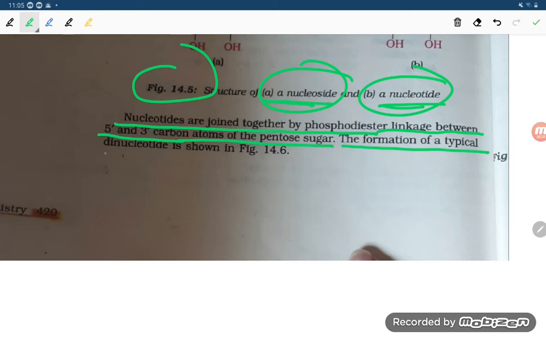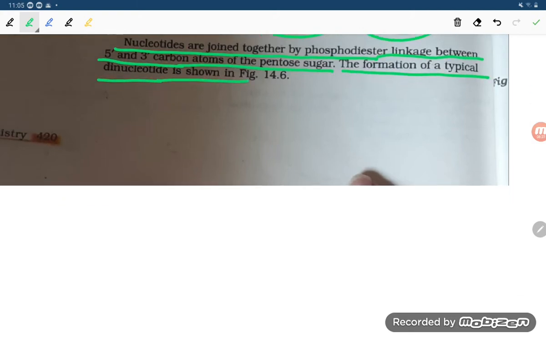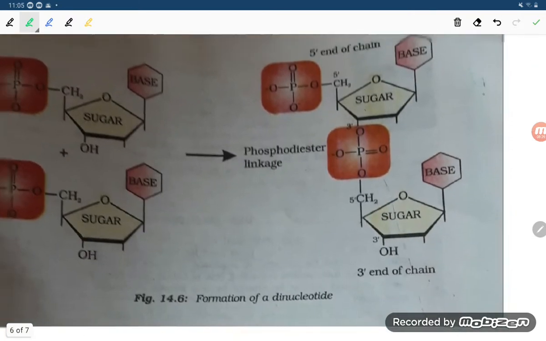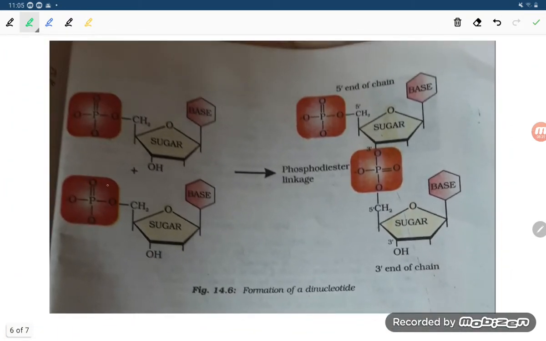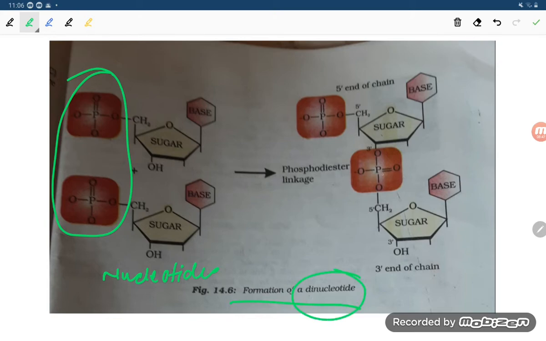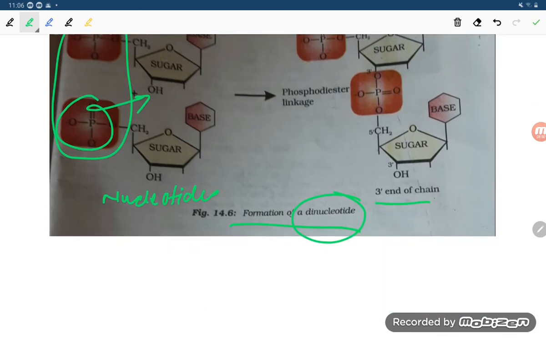The formation of the typical dinucleotide is shown in the figure. In the next figure, they have shown how they are forming, student. Here are two sugars, two nucleotides. Now they are attached with the phosphodiester bond and forming the dinucleotide, student. So in the dinucleotide, this group is getting attached with this, and they are forming the dinucleotide.